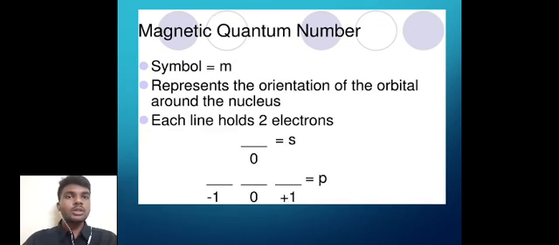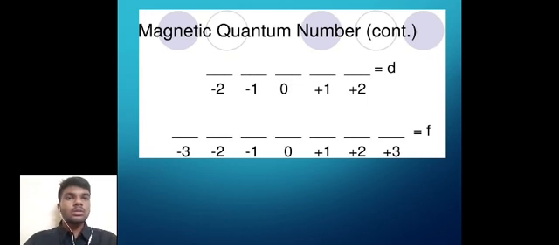Magnetic quantum number, symbol m, represents the orientation of the orbital around the nucleus. Each line holds 2 electrons. You can observe 0 is s; minus 1, 0, plus 1 is p; minus 2, minus 1, 0, plus 1, plus 2 is d; minus 3, minus 2, minus 1, 0, plus 1, plus 2, plus 3 is the f orbitals.